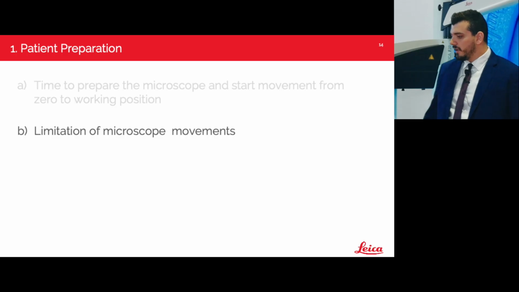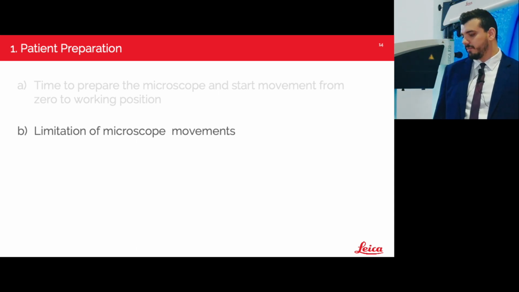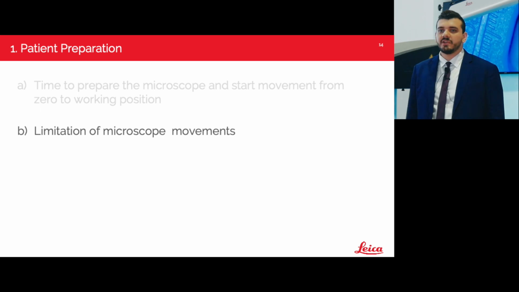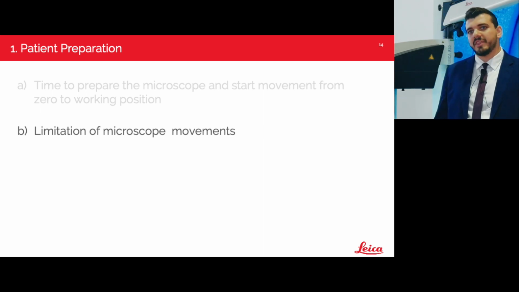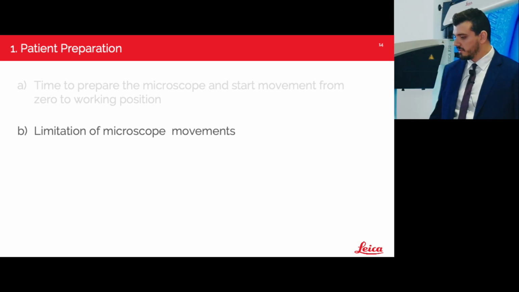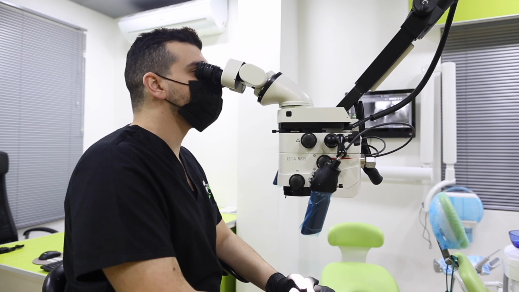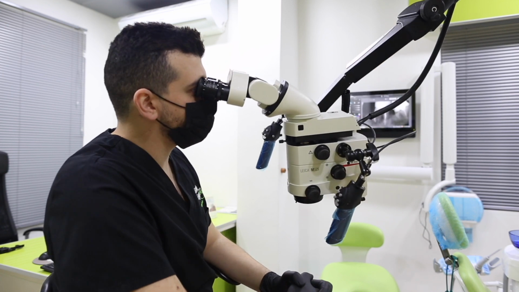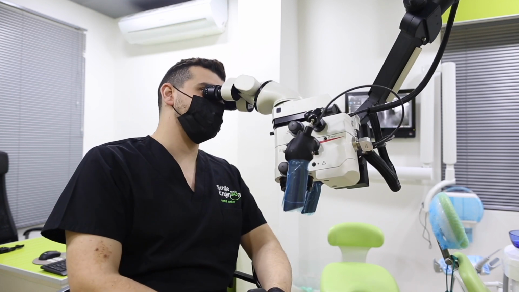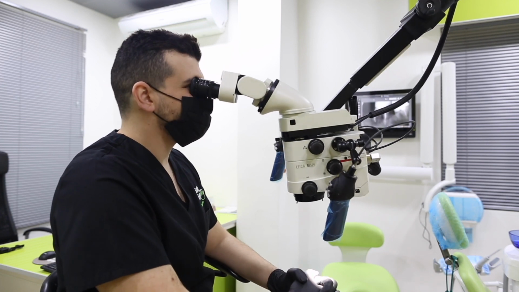The other problem is limitation of movement of microscope, especially at the beginning of the treatment. Why? Because we need our hands to move the microscope, and at the same time we need to handle and catch our instruments. So, Leica microscope gives you the ability to move the microscope only using your eyes, so you can use your hands for any handling for tools.